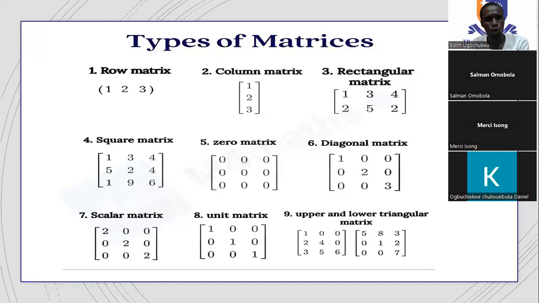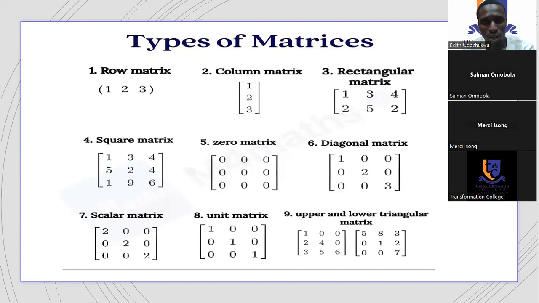Now, number 4, square matrix. What's a square matrix? It's very important to know that a square matrix is a matrix that has the same order, the same number of rows and columns. You can see the order of this number 4, the square matrix, is 3 by 3. So it is an order 3 by 3 matrix.